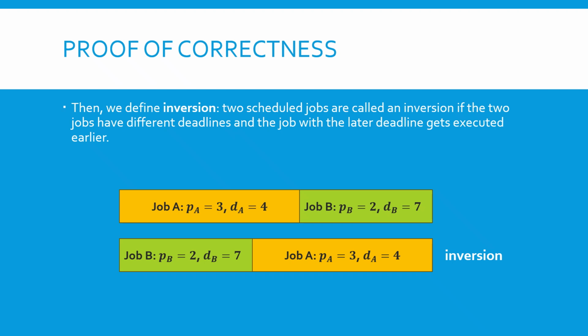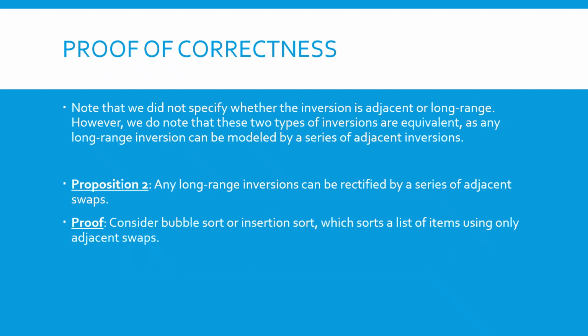If B is executed before A, then the schedule contains an inversion. The schedule produced by the earliest deadline first strategy has no inversions. Note that the definition of an inversion does not require the two jobs to be adjacent in the schedule. In proposition 2, we show that any non-adjacent inversion can be removed using a sequence of adjacent swaps.